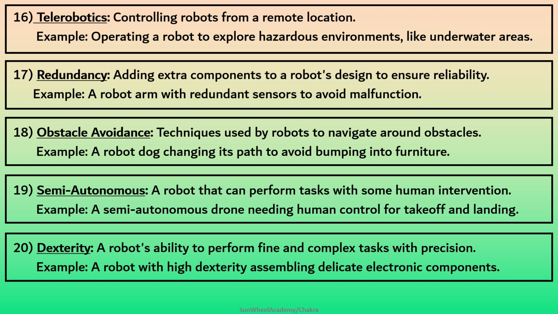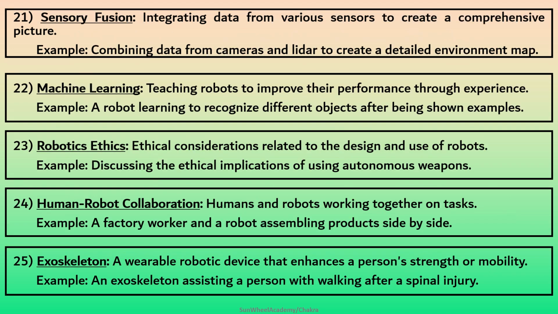19. Semi-autonomous, a robot that can perform tasks with some human intervention. Example: a semi-autonomous drone needing human control for takeoff and landing. 20. Dexterity, a robot's ability to perform fine and complex tasks with precision. Example: a robot with high dexterity assembling delicate electronic components.